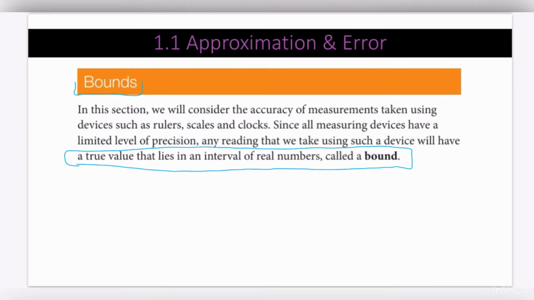Let's take a second to talk about bounds. We're going to be considering the accuracy of measurements taken using devices such as rulers, scales, clocks. Since all measuring devices have a limited level of precision, any reading that we take using such a device will have a true value that lies in an interval of real numbers called a bound.